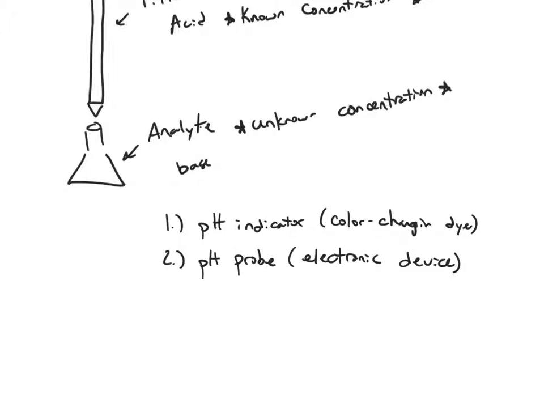Now an advantage of a pH probe is you have an exact number, because it's an electronic device that reads out a value of pH. Now the limitation of the pH probe is that they are the least precise at or around 7 pH. They work best at pHs that are below 7 or above 7, and they're the least precise at around 7.